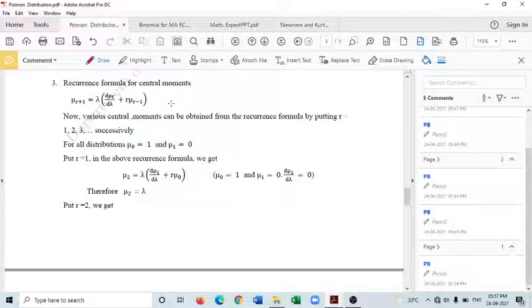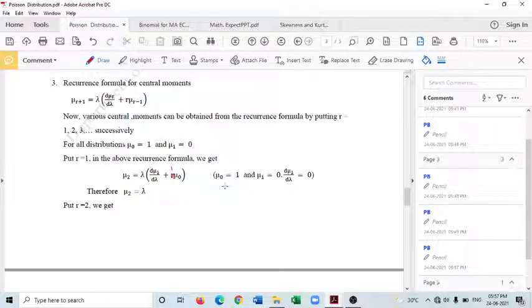So for example, you take r equals 1, and we get mu r plus 1 as mu 2. So mu 2 is equal to, that is the left side, the right side will be lambda into d mu 1 by d lambda plus r into mu 0. This r we can take as 1 because we assumed r equals 1. So it is 1 into mu 0. That is, when we put r equals 1, the left side is mu 2 and the right side is lambda into d mu 1 by d lambda plus 1 into mu 0.